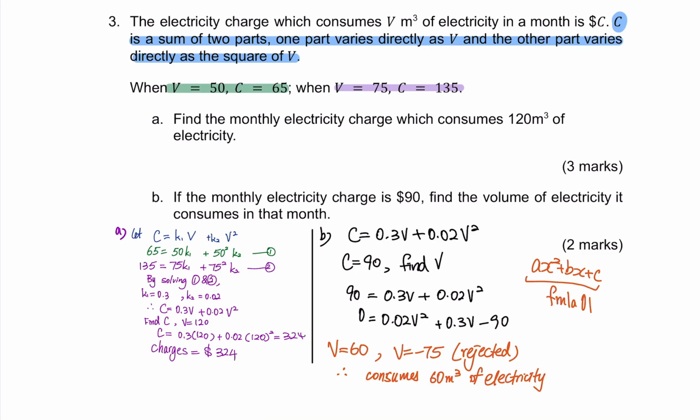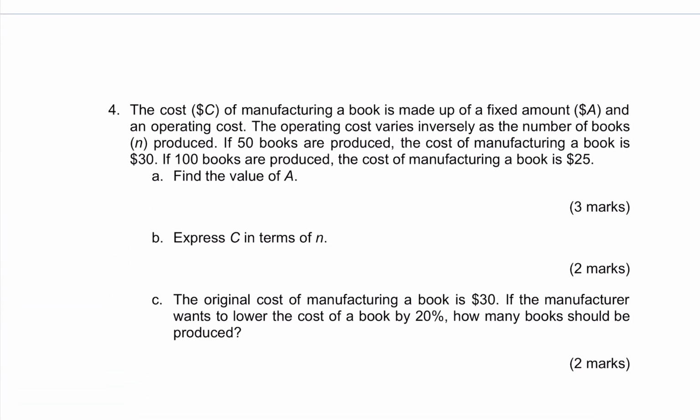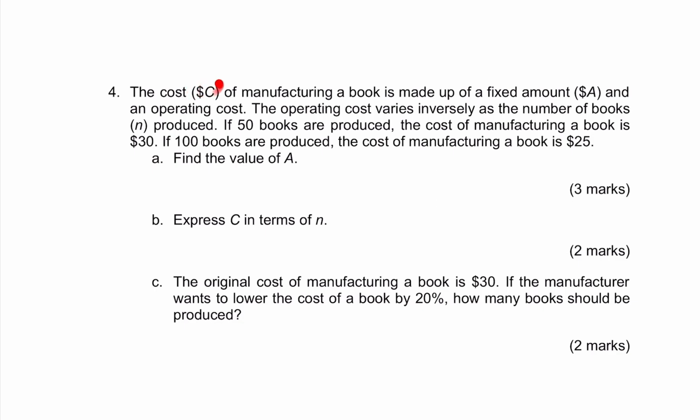Cool. Let's continue. The last question of section B. Here again you have a cost, and then it's made up of two different parts. So sum of two parts, it's made up of a fixed amount A and also an operating cost. So this big C is made up of two things. One is A and the other thing. What's happening with the other thing? It's an operating cost, and that operating cost varies inversely as the books. So that means that will be K over N there. Okay, so that's your equation.